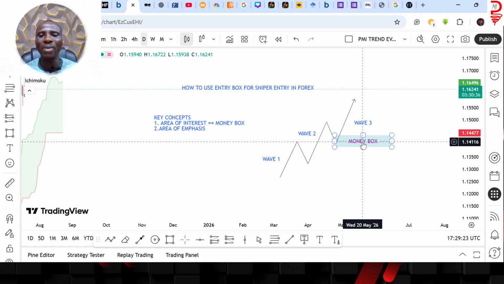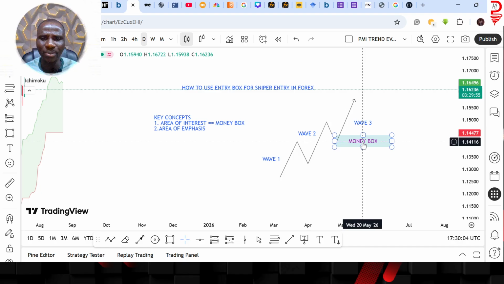That is where we expect that the market will push to the upside from, if it's an upward trend, and if it's a downward trend, we expect that this money box is an area that has enough liquidity that can generate an impulsive wave. So the money box is an area that has enough liquidity, so it's our area of interest. However, within this money box, we still have an area of emphasis. And these two key concepts are very important for you to understand the concept of the entry box.